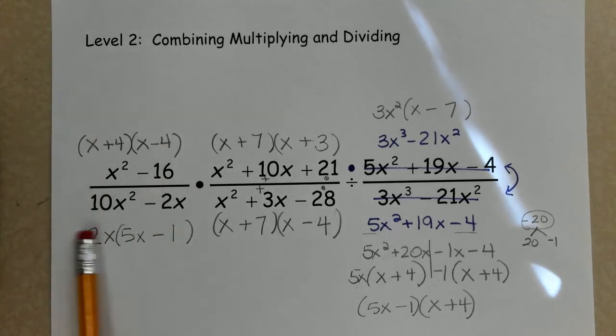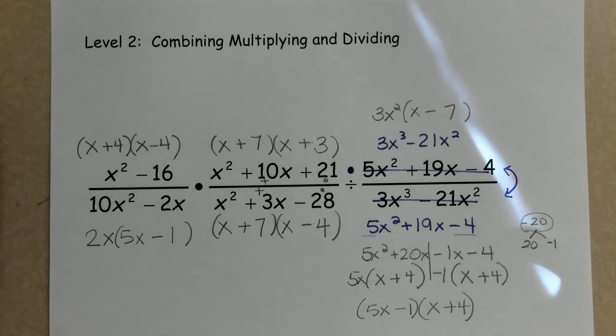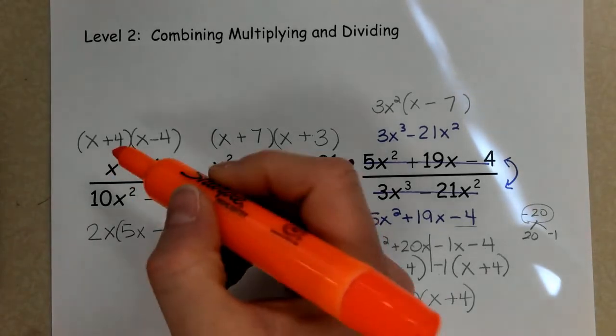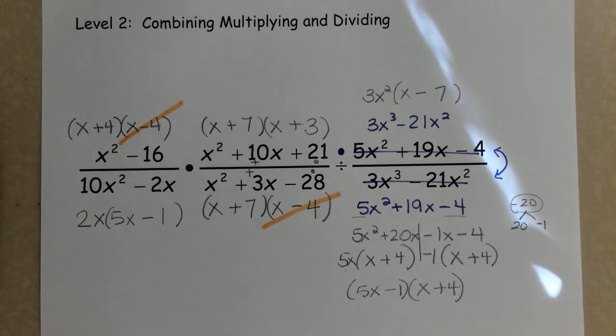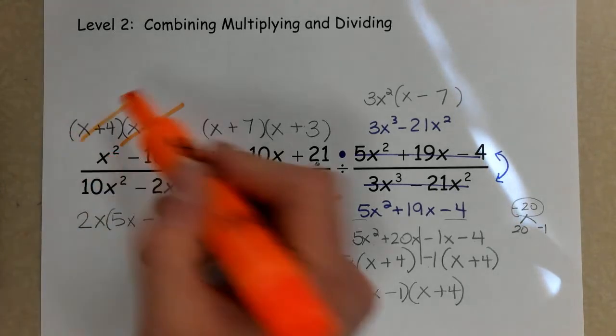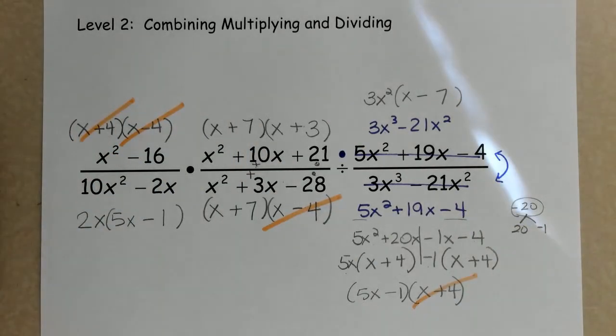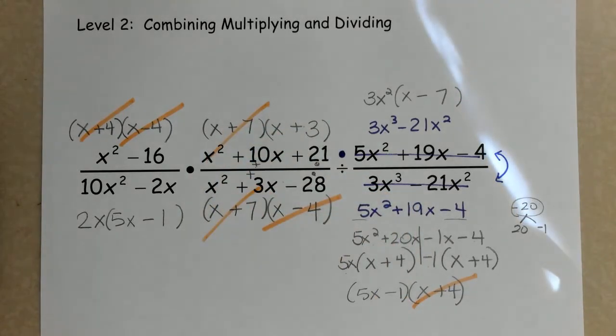So I have 6 factors in the numerator and 6 factors in the denominator, and I'm looking for any way to divide factors to make 1. So I'm seeing x minus 4 and an x minus 4 divide to make 1. I'm seeing x plus 4 and x plus 4 divide to make 1. x plus 7 with x plus 7.